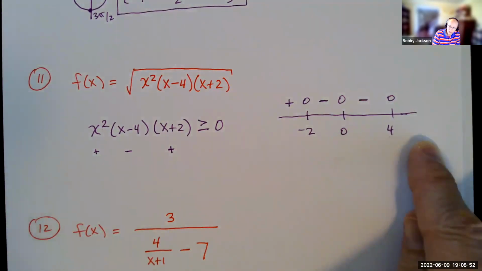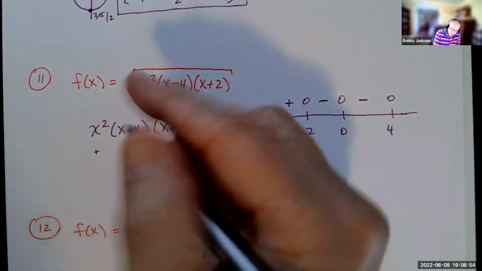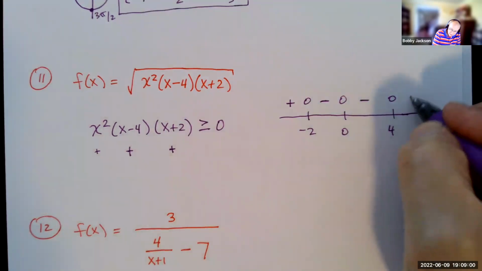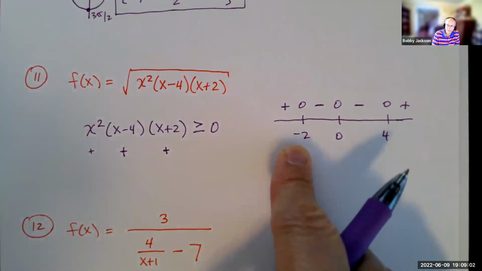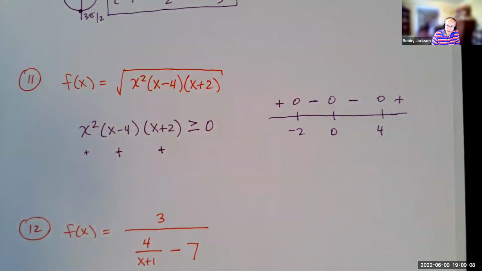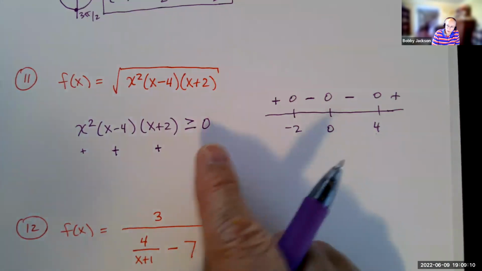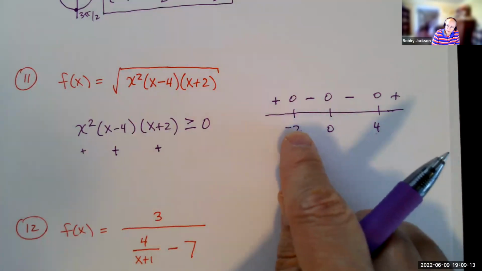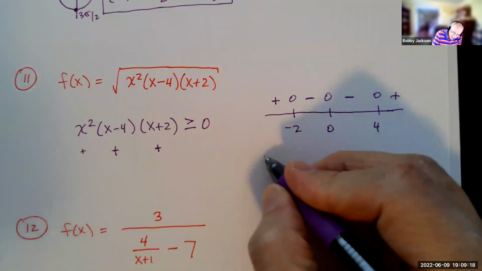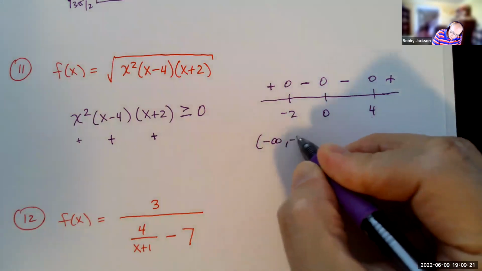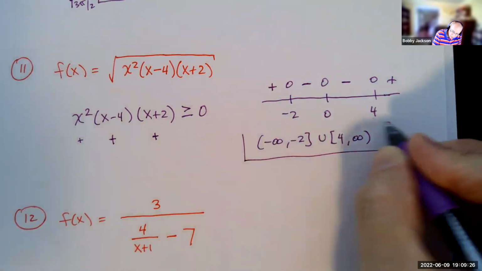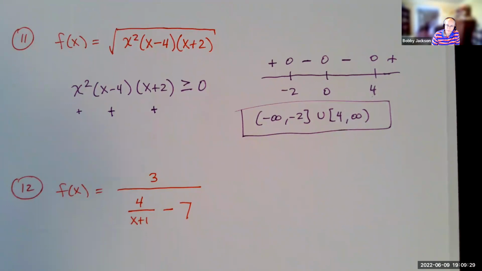And then something bigger than 4, like 5. 5 minus 4 now is +1. 5 plus 2 is +7, positive times positive times positive, positive. So I'm just checking the sign of what's under the radical. And here is the conclusion to that. We're looking for when it's greater than or equal to 0. So this time I'm going to include -2 and 4 because they're 0, and then anything less than -2 and anything greater than 4. So there's the domain for this function.